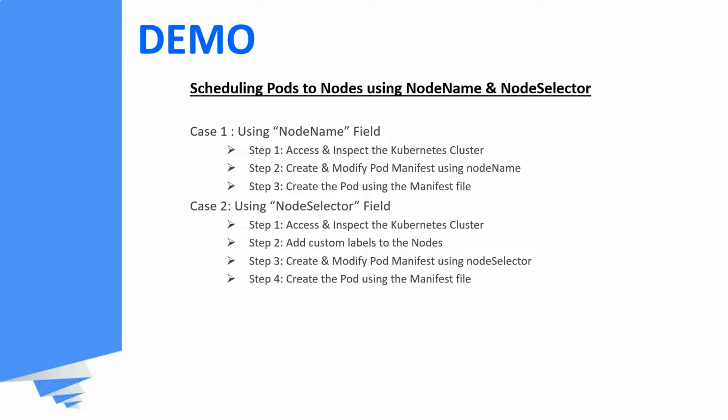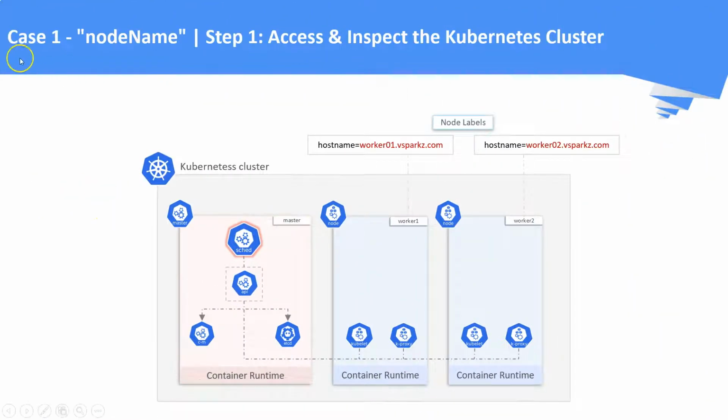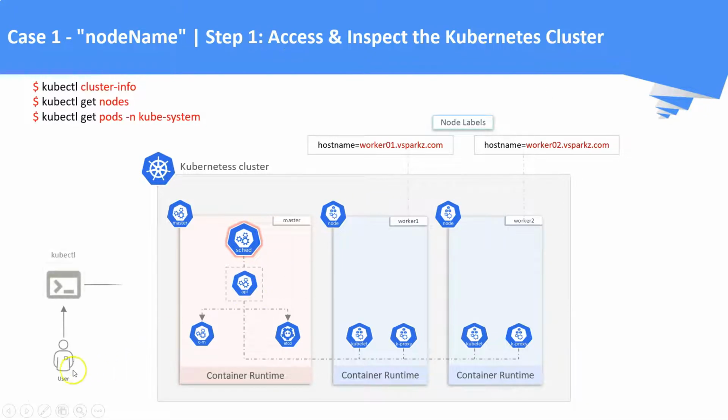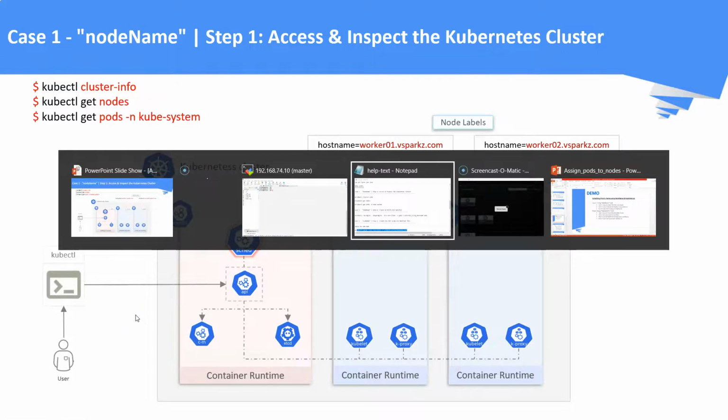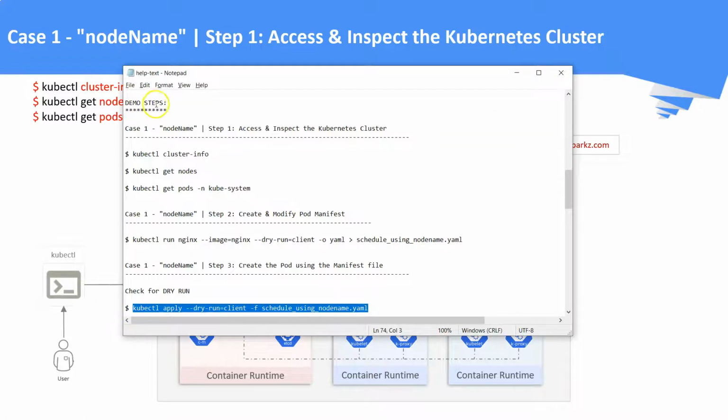First case, we will see how to schedule the pods using node name. Step number 1, access the Kubernetes cluster using kubectl utility and check if the Kubernetes cluster is running properly. Just to save time, I have consolidated all the commands in a notepad and the same is available in the video description.